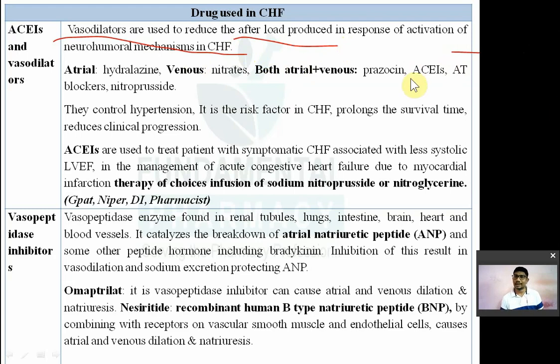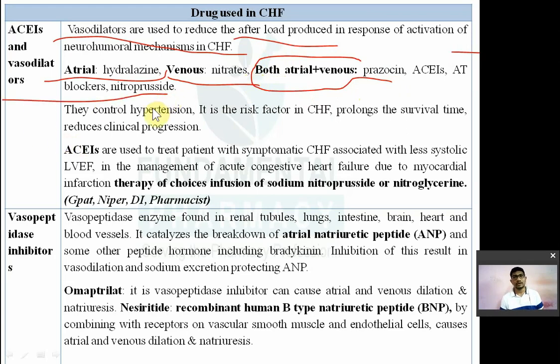Then they are of different types: arterial or arteriolar vasodilators, which dilate only the arteries. Then venular dilators, that means they dilate only veins, for example nitrates. Arteriolar and venular dilators dilate both arteries as well as veins. Examples are prazosin, ACE inhibitors, angiotensin receptor blockers, nitroprusside. All these are arteriolar plus venodilators.